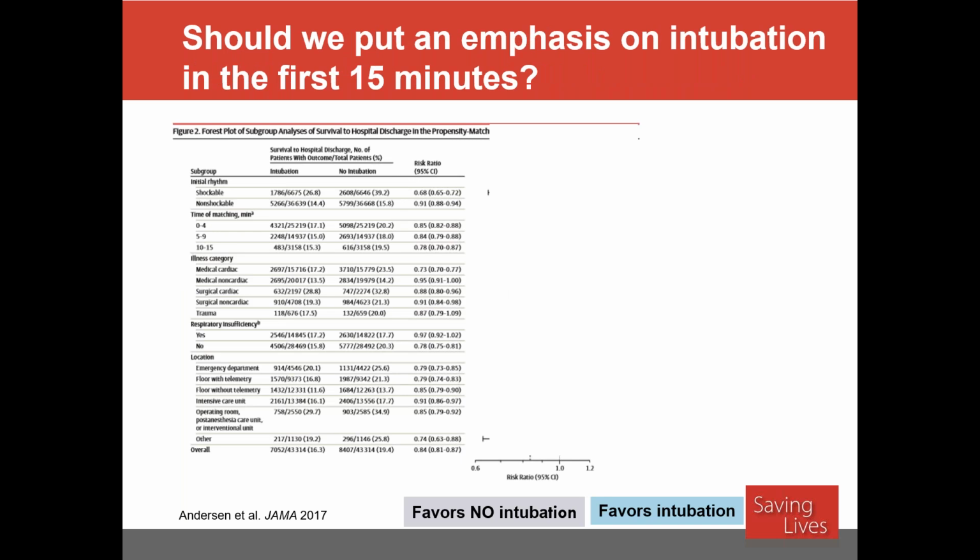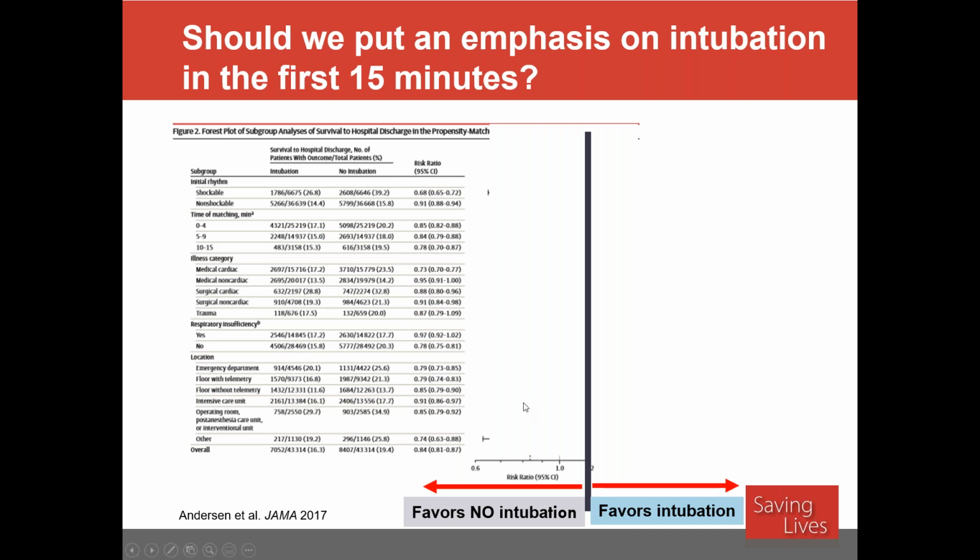And what they found, so this is a forest plot I'm about to show you guys. They looked at shockable rhythms, non-shockable rhythms, what minute during the code the patient had an advanced airway placed, the type of illness the patient had, like medical cardiac, medical non-cardiac, whether they were a cardiac arrest, and where the patient was in the hospital. So they basically looked at every different type of scenario, asking the question, should we place an endotracheal tube in the first 15 minutes in a cardiac arrest?